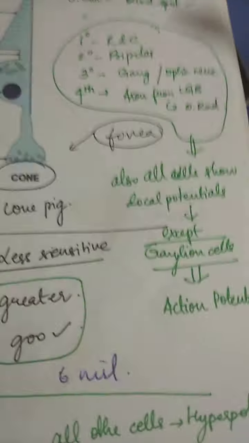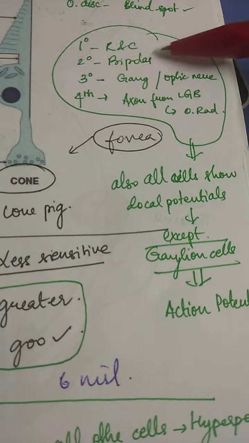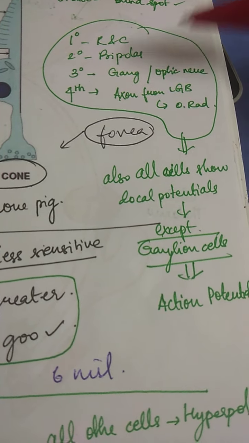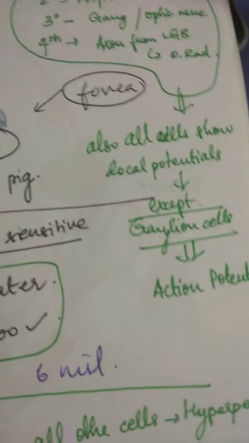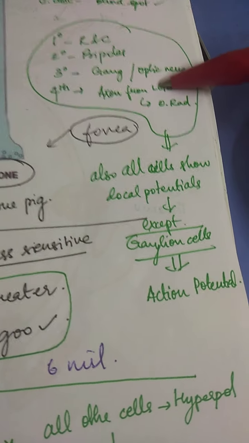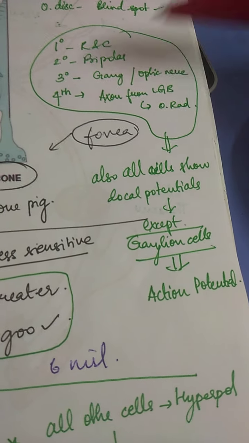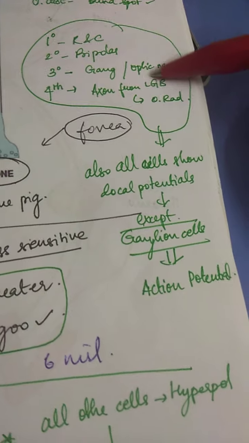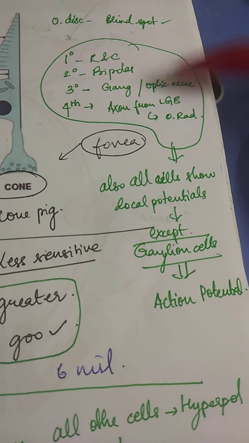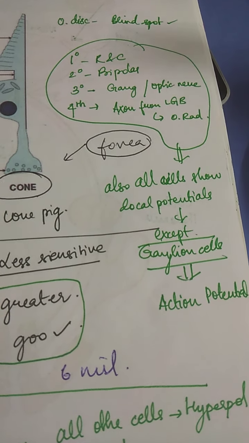So this is regarding the location of the photoreceptors. Now the impulses from rods and cones will go to the bipolar cells, which are the second order neuron. First order neurons are rods and cones. Second order neurons are bipolar cells. The third order neuron will go to the optic nerve, that is the ganglion cell layer. The fourth order neuron will go to the lateral geniculate body, or optic radiation.